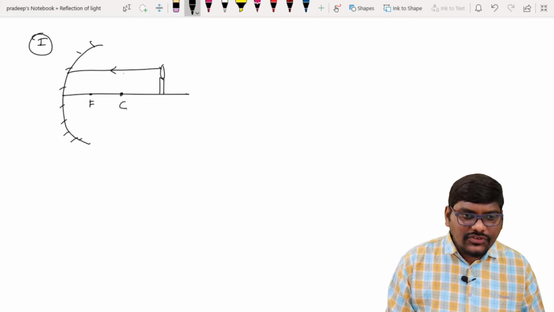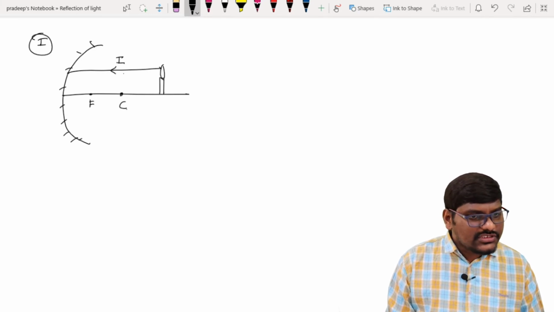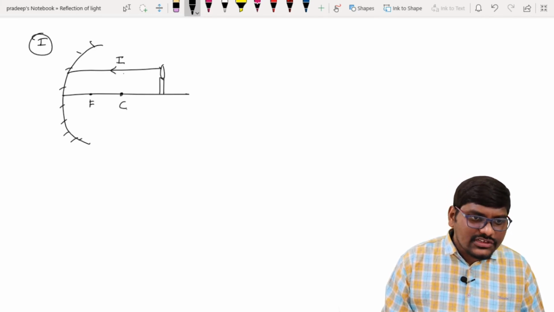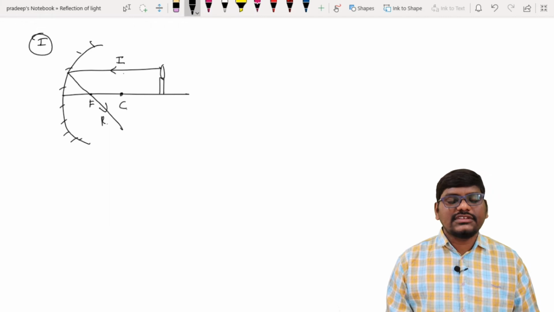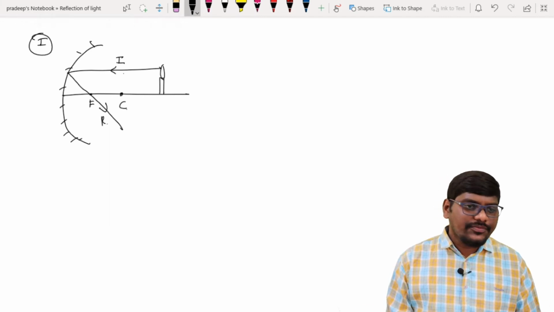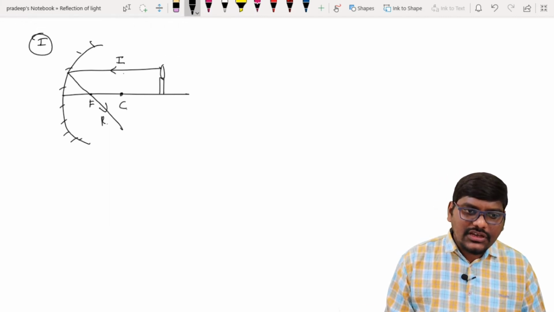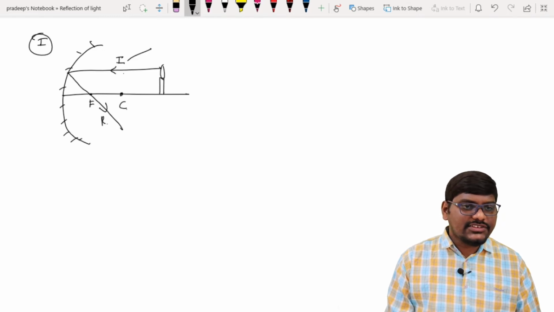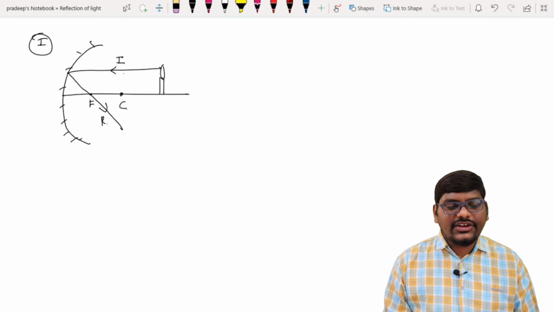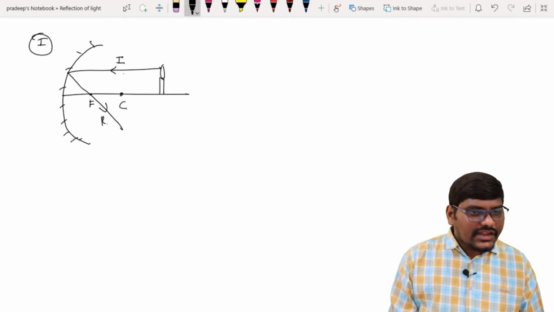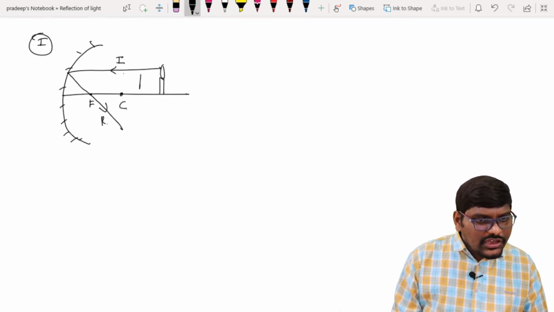So when you observe, from the candle the ray is coming. So this is what? Incident ray. So this ray is coming and it is touching the mirror and that is passing through the focus. So the ray which is passing through the focus, that is nothing but reflected ray. The ray which is coming from the source of light, that is candle, that is incident ray. The ray which is passing to the focus, that is what? Reflected ray.